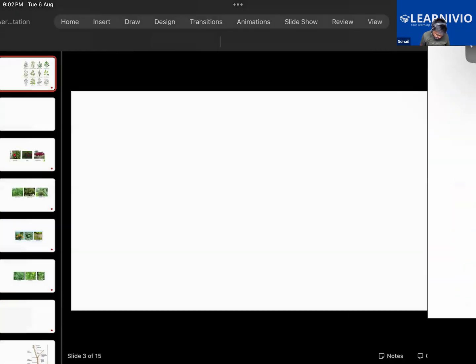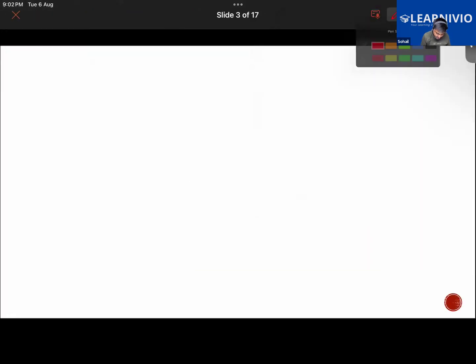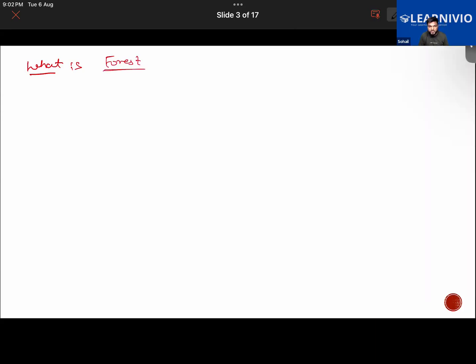Okay, the first basic thing, as I told you, we are going to first of all learn about forest. And then we are going to continue with plants basically. So talking about forest, we generally say that a forest is an extensive area of land that is mainly covered by trees, right? So the first topic we are going to learn is what is forest. Give the topic, what is forest? Okay, now we are going to define forest.